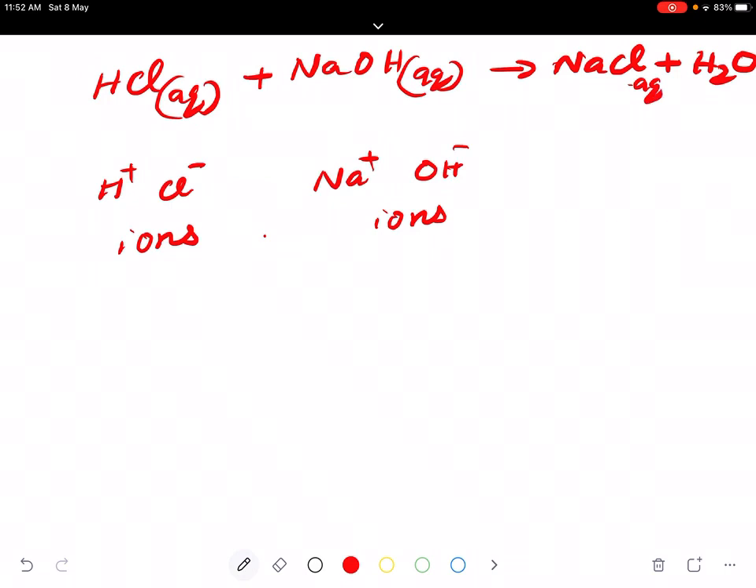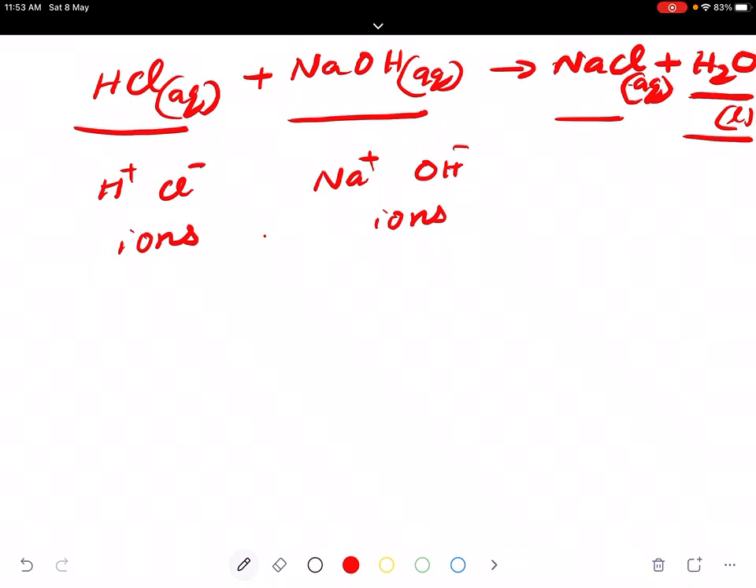NaCl is in the soluble form because in the presence of water, you will not be able to see this salt. It will be in the dissolved state. So we are writing aqueous solution, and that water in the liquid form. So acid plus base or base plus acid gives salt and water.